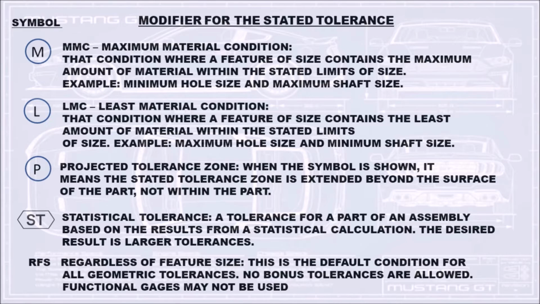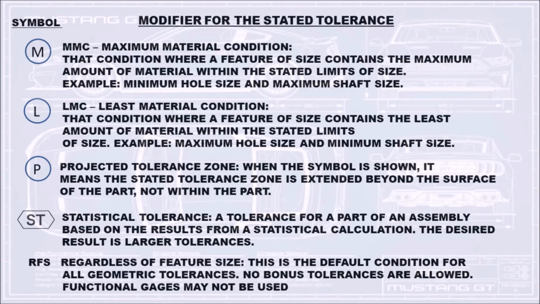Projected tolerance zone, when the symbol is shown, it means the stated tolerance zone is extended beyond the surface of the part, not within the part. Statistical tolerance, a tolerance for a part of an assembly based on the results from a statistical calculation. The desired result is larger tolerances.